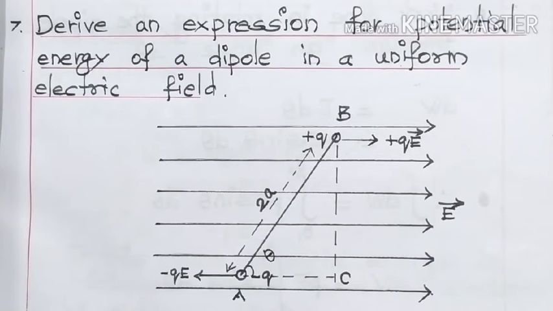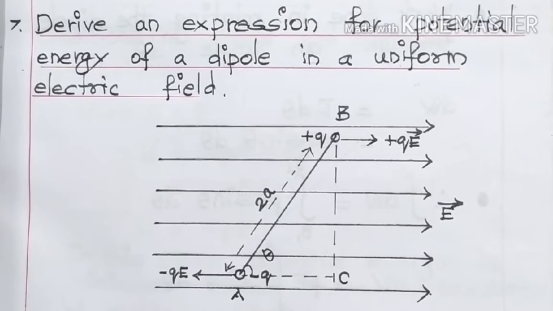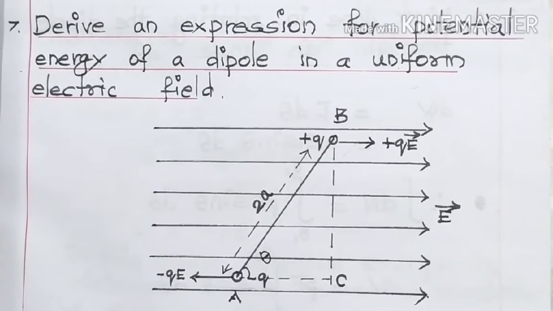In this video we are going to see the 7th derivation of chapter 2, electric potential and capacitance, in physics of class 12 CBSE. Come on, let us move on to the derivation.